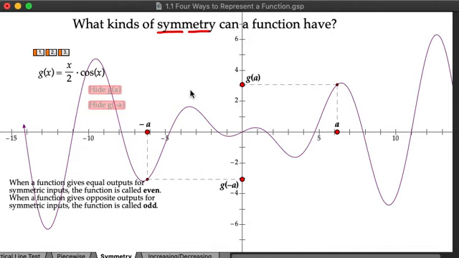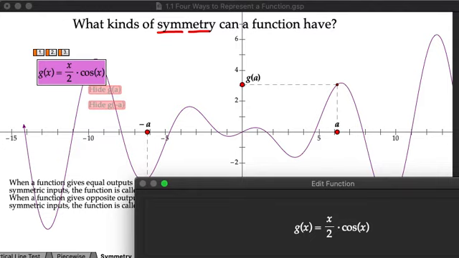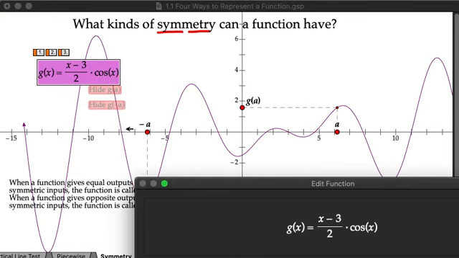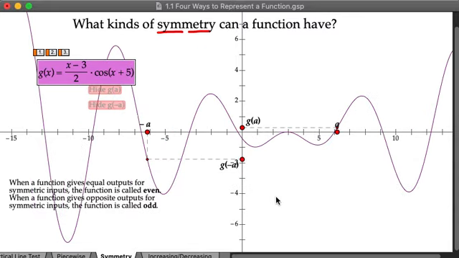Now, not every function is either even or odd. For example, I could just change this function a little bit. I don't know what this is going to do. It's going to do something. Okay.